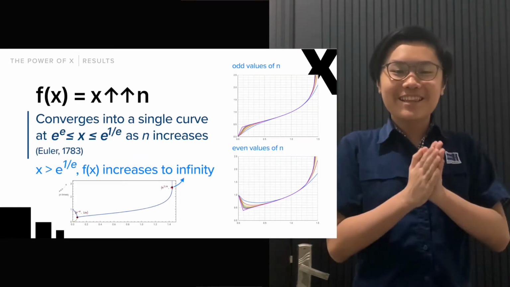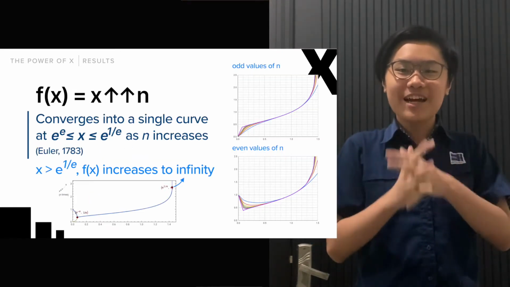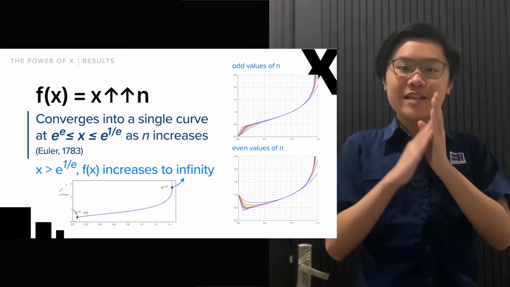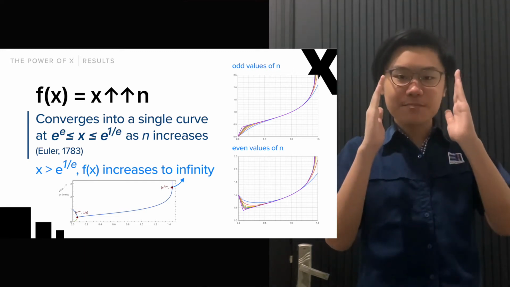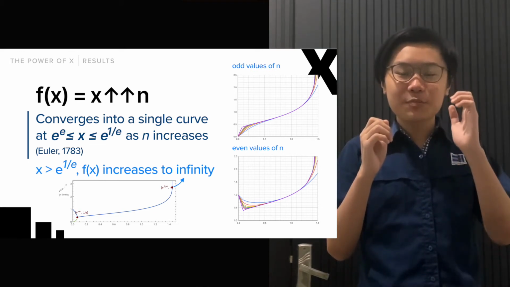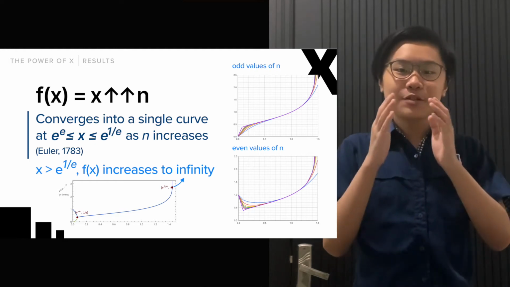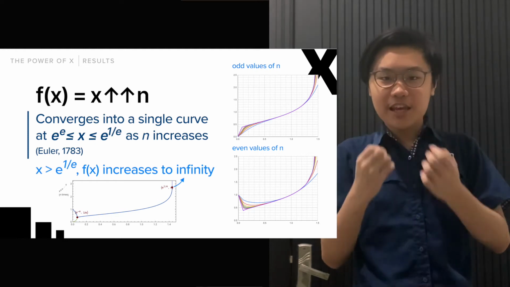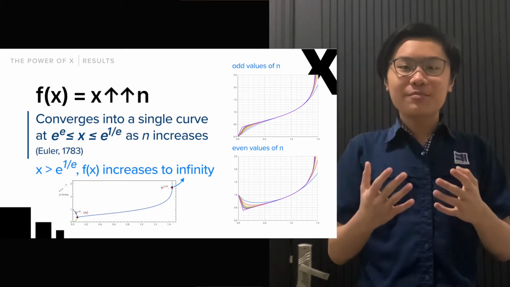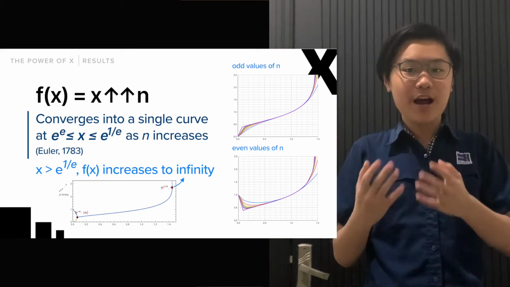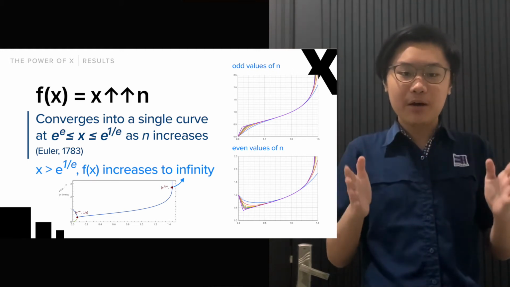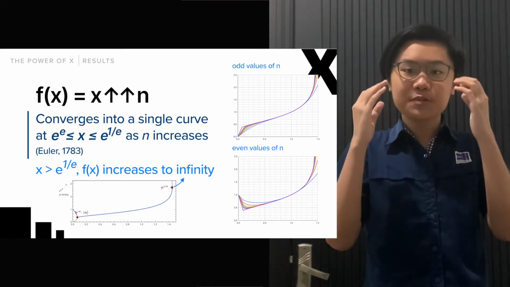And now we'll look at the function f(x) equals x double arrow n. The graph starts to converge into a single curve as n increases. And these boundaries are e to the power of e, and then e to the power of 1 over e. And that was proven by Euler in 1783. That is almost 250 years ago. Now with the modern power of computers, we can see this graph. Beyond the boundary at x equals e to the power of 1 over e, f(x) increases up to infinity.